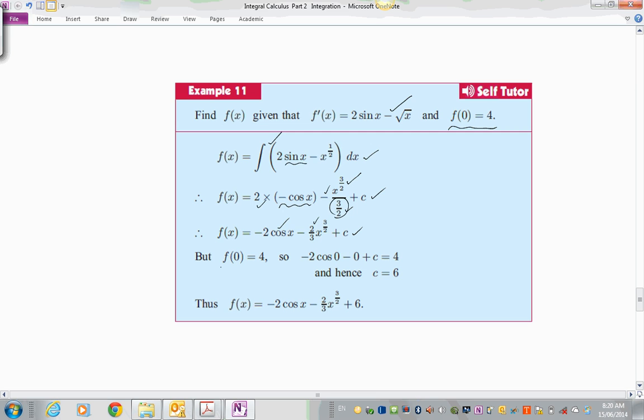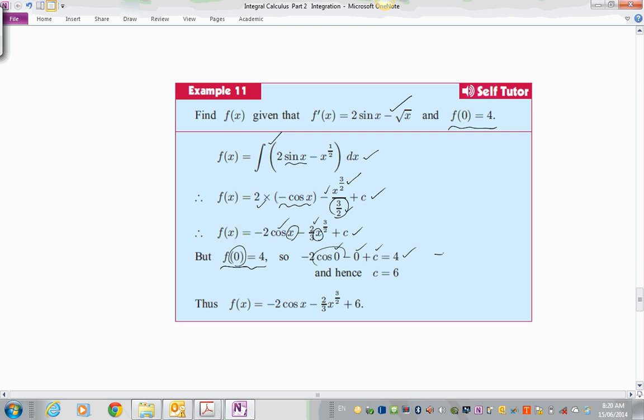Okay, now we can sub in. f of 0 is 4. So when x is 0, we'll put it in all the x holes here. Okay, that plus c is 4. And so here, c is 6. I have left that out. Cos of 0 is 1.